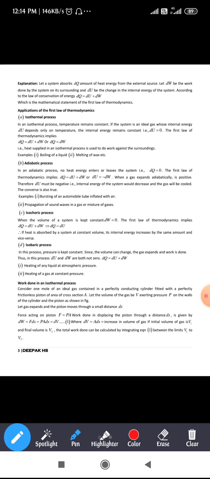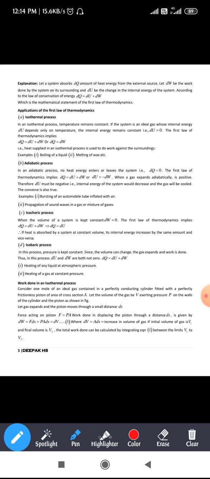So what happens when you supply heat to the system? The entire energy will be utilized to do work, the work done by the system against the surroundings. Examples given there are boiling of a liquid and melting of wax.